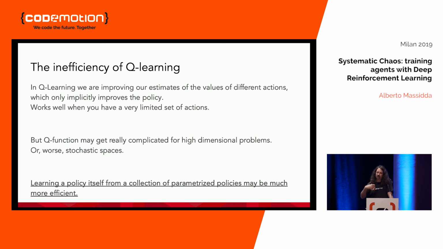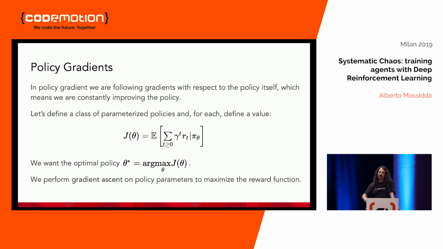Instead, it will be much easier to just learn a policy of closing your hand. So take 10 actions all together. Don't try to estimate every single action in a sequence, but bend all your fingers and keep moving until you have grabbed the object, by learning directly a policy from a collection of parameterized policies. And this is the notion of policy gradient learning. So in policy gradients, we are following gradients with respect to the policy itself, which means that we are constantly improving the policy, as opposed to Q-learning, where we just improve the actions and implicitly improve a policy.